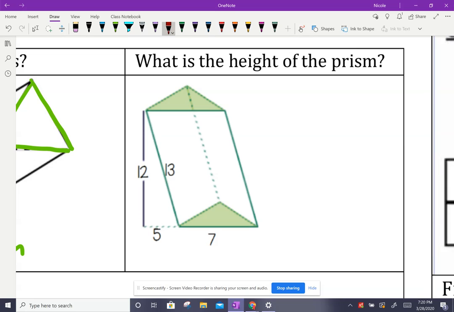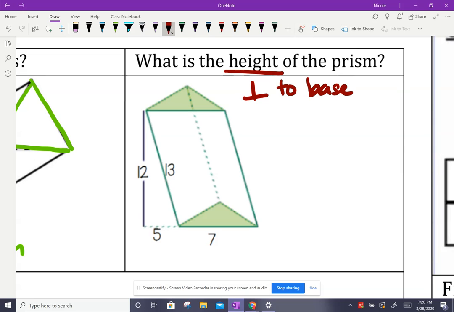Okay? So another important factor that we need to take into account when we talk about prisms. When we talked about triangles and the area of triangles, it required the length of the base and the length of the height. And what was important about the height of the triangle? It had to be perpendicular to the base. So the height of my prism has to be perpendicular to the base.